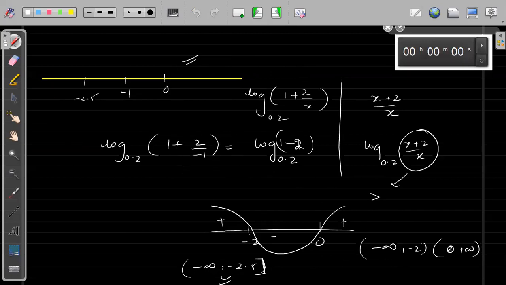Yes. Now which part is left? Minus 2.5 to minus 2 and 0 to infinity. This part we have to check now because this part is left out.